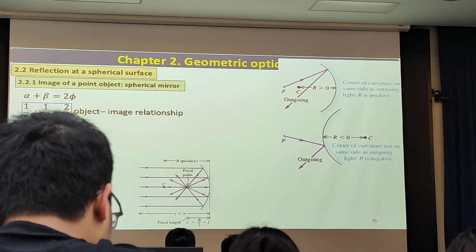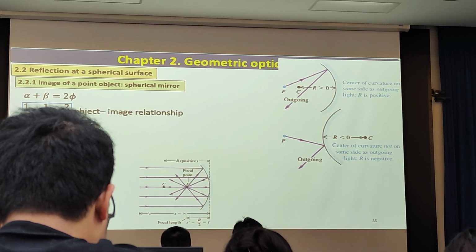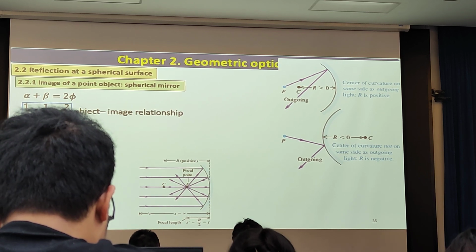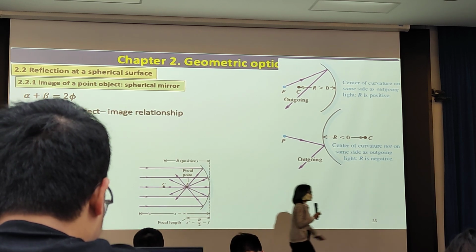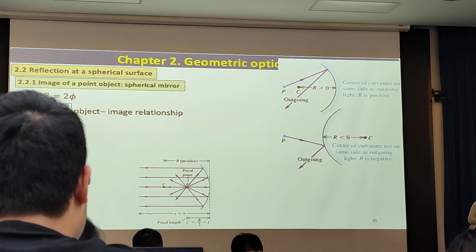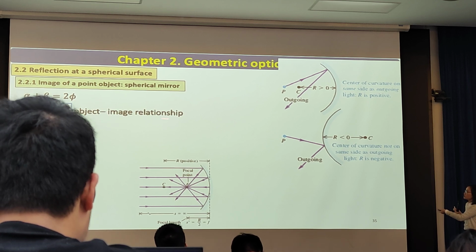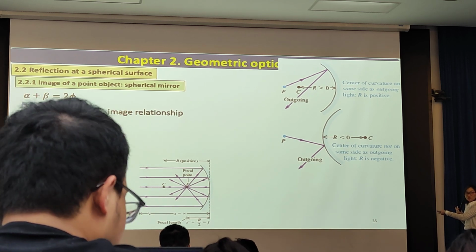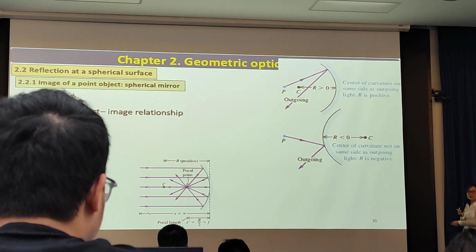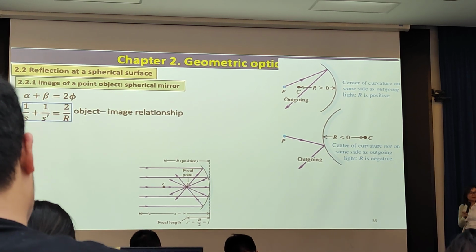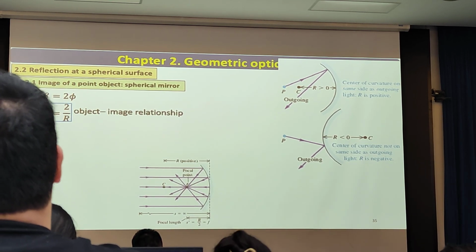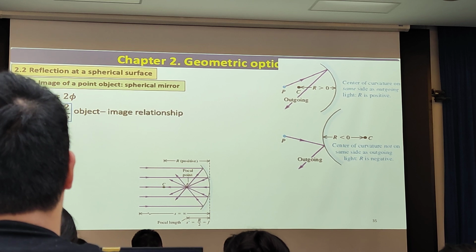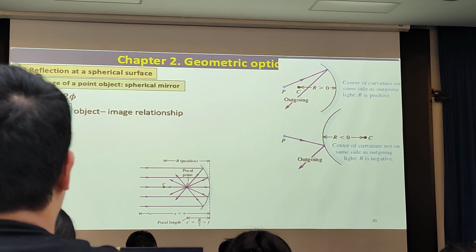1 over s plus 1 over s prime is approximately equal to 2 over R. It's what you already know, and learn by heart as well in geometric optics. So here we have 1 over s plus 1 over s prime equals 2 over R. And you have the object image relationship, because s is the object distance, s prime is the image distance, and R is the, what is R? What is the name of R?